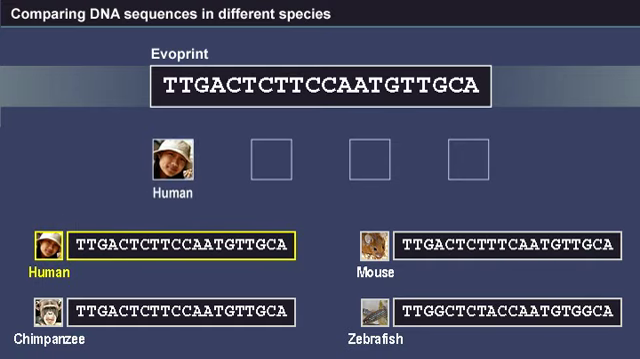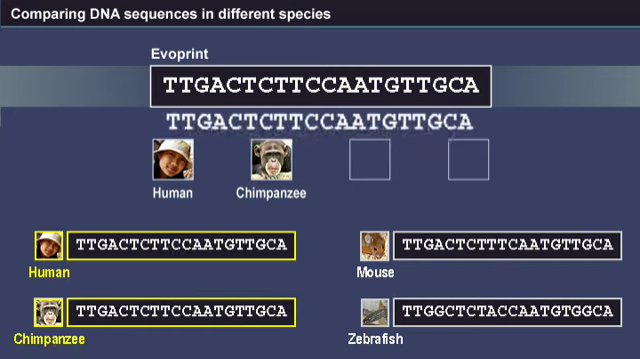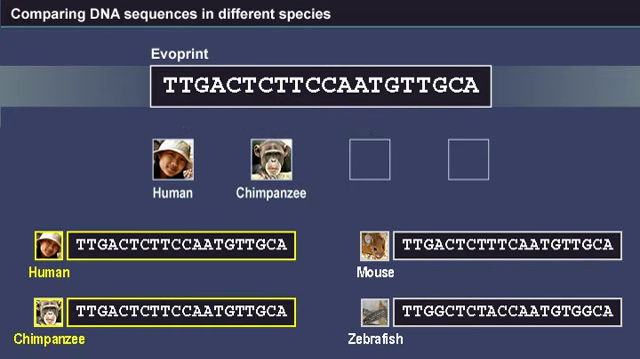Let's choose the human sequence as the reference. Now we'll compare it to the chimpanzee sequence. As before, there are no differences. Now we'll add in the sequence from the mouse. The EvoPrint shows substitutions as lowercase letters with a different background color.